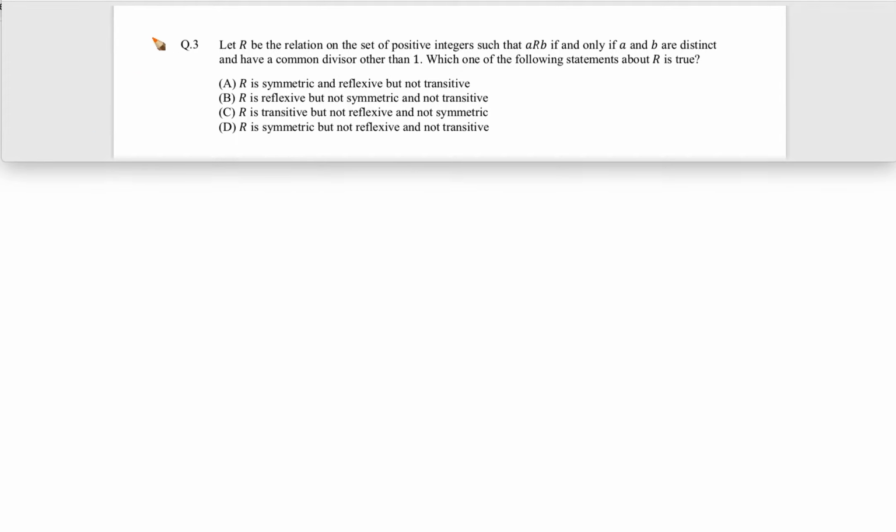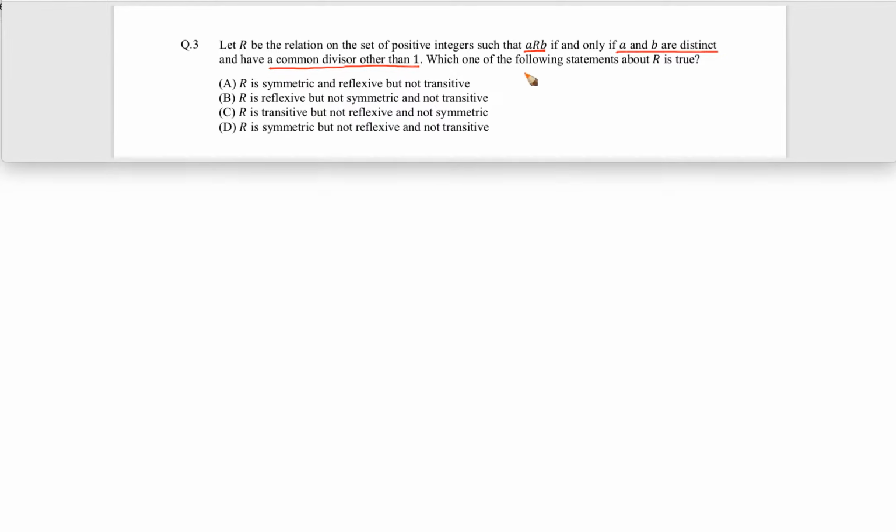Okay, now let's look at this question. The question says: let R be the relation on the set of positive integers such that A is in relation to B if and only if A and B are distinct and have a common divisor other than 1.